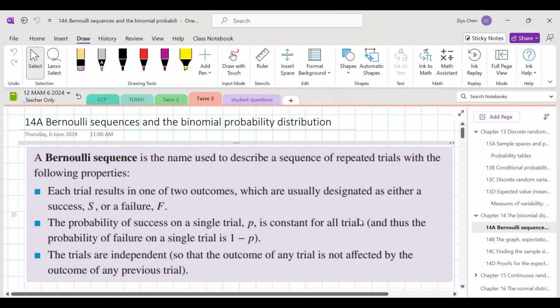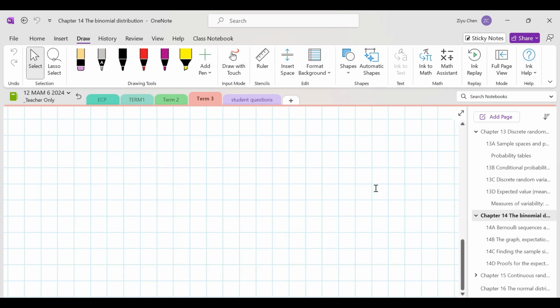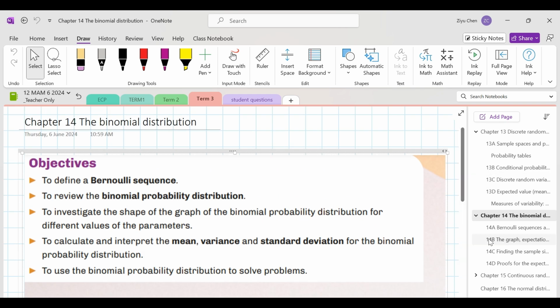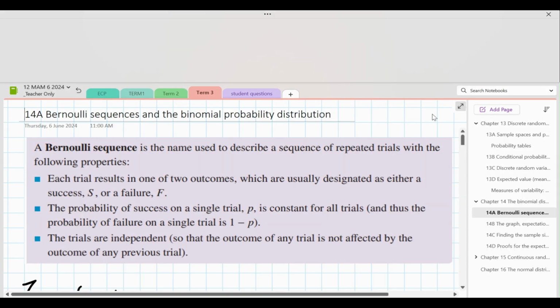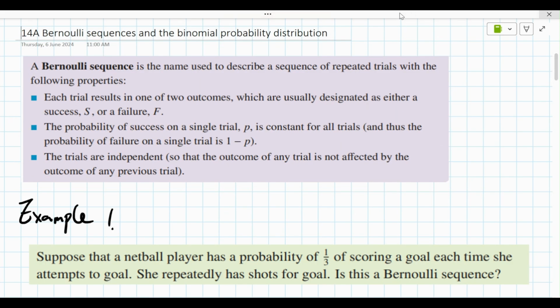Hello everyone, welcome back. Today we're going to start doing chapter 14. Chapter 14 is the binomial distribution, and we've been doing this since year 11, but that's okay. We can refresh a little bit and then give you ideas on how we're going to work with the Bernoulli sequence and the binomial probability distribution.